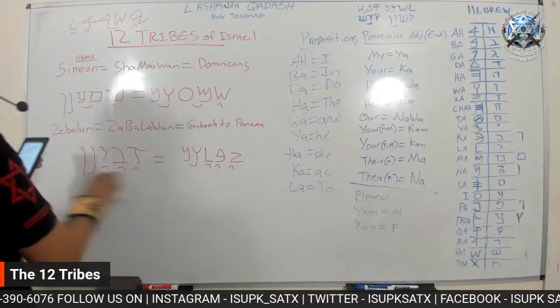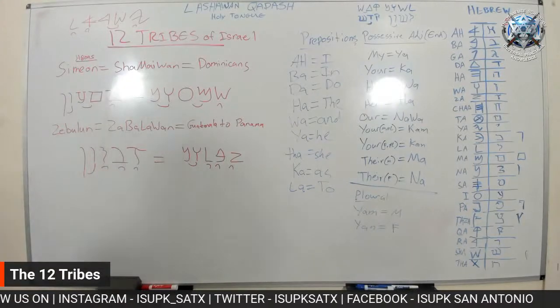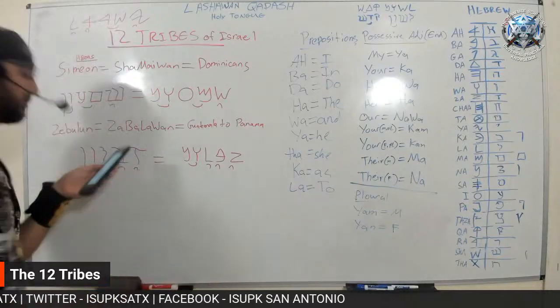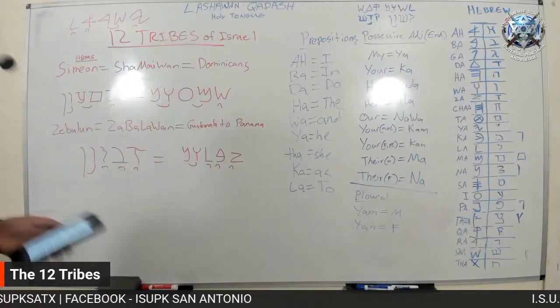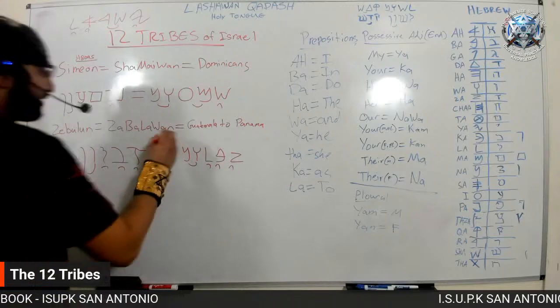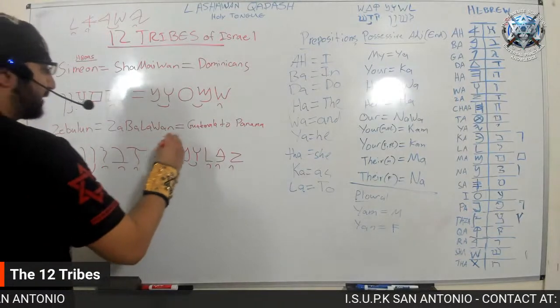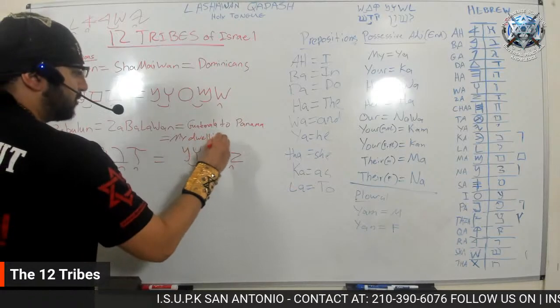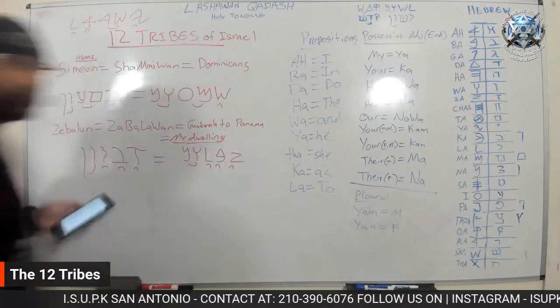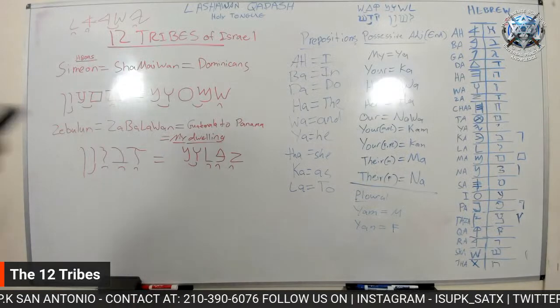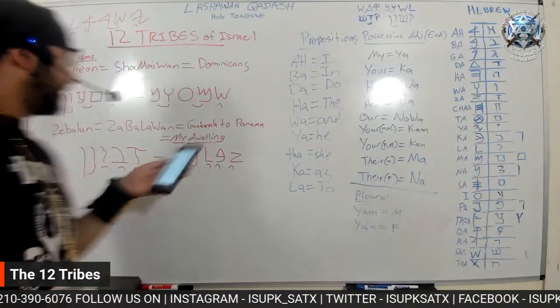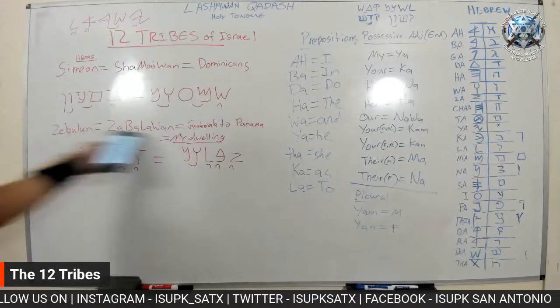Zabalawan. It gives you the exact same spelling, and it actually means exalted, but the definition of Zebulun is my dwelling, because that was the subject of her statement before she gave birth to him. Zebulun means my dwelling. How do we know? Because it's pronounced Zabalawan, right?